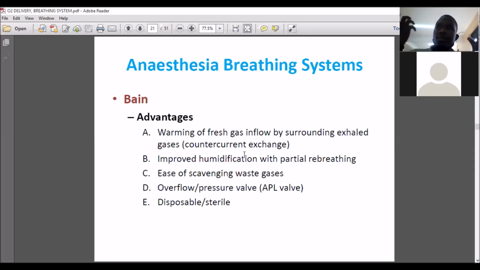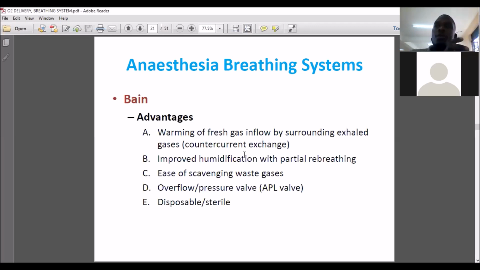So Bain, what was the advantage of that? Remember the other one had the tube inside. So, warming of fresh gas inflow by surrounding exhaled gas. When the gas is coming in, this person breathes out, there was a counter flow in that system, if you saw it. So this one is going out and the tube is bringing in. So with the counter flow of the gases, the outgoing gas warms the incoming gas and the patient does not lose heat. It also improves the humidification with partial rebreathing, okay?